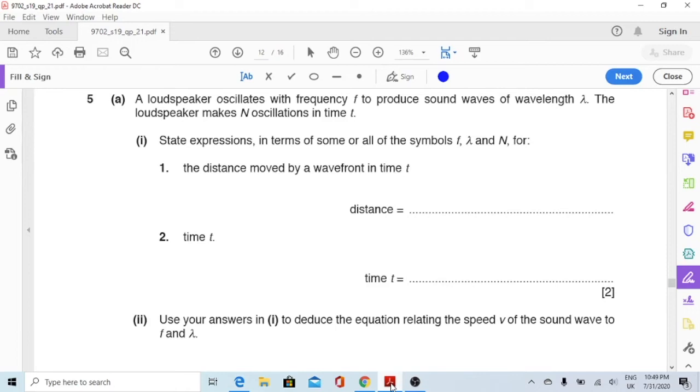Now in this part of the video, I will be solving question 5 onwards of May-June 2019, paper 2, variant 1. Question number 5, part A. A loudspeaker oscillates with frequency f to produce sound waves of wavelength lambda. The loudspeaker makes n oscillations in time t. Part 1. State expressions in terms of some or all of the symbols f, lambda, and n for the distance moved by a wavefront in time t.